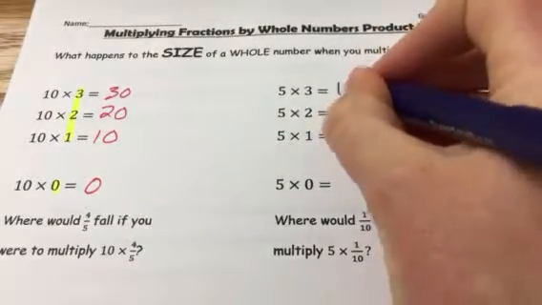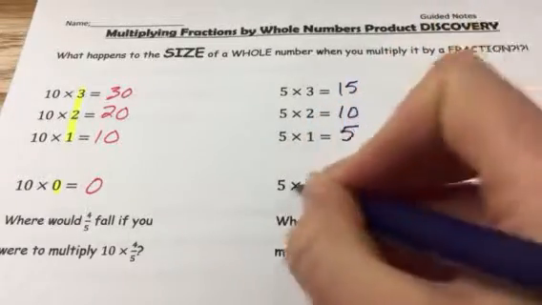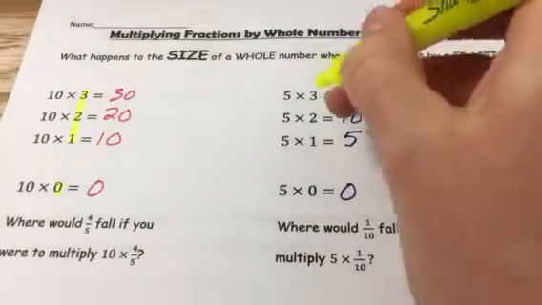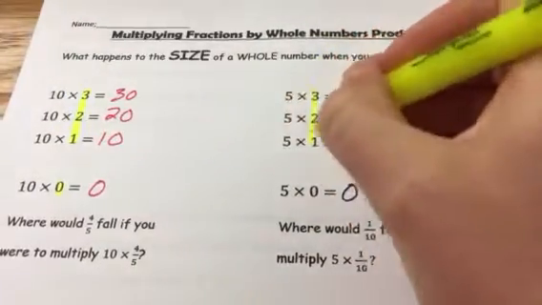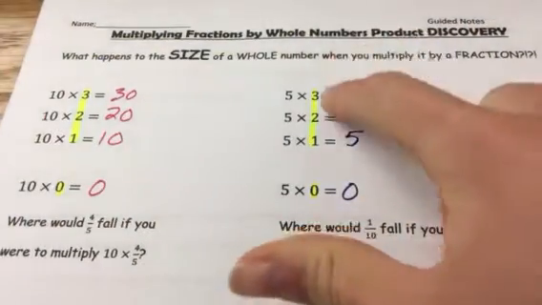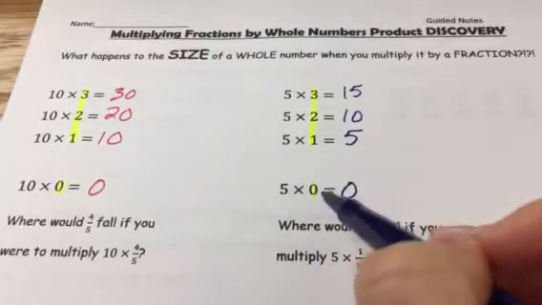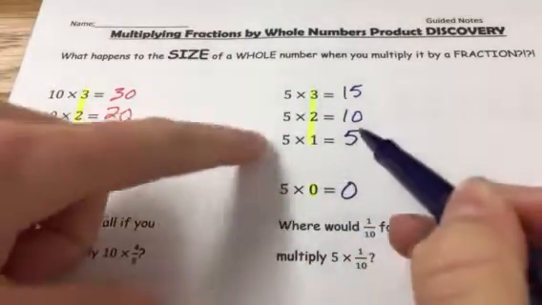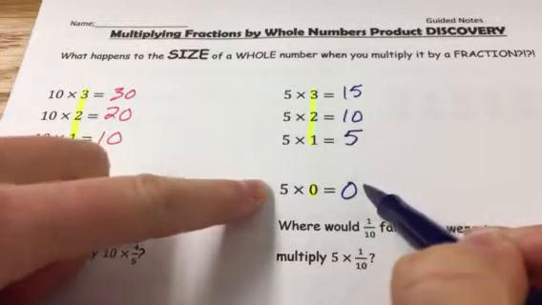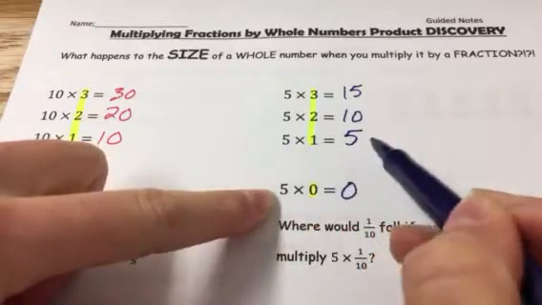5 times 3 is 15. 5 times 2 is 10. 5 times 1 is 5. 5 times 0 is 0. So again, as this column decreases, as our whole numbers that we're multiplying by 5 get smaller, we're decreasing. And notice, as we multiply by a number that's less than 1, because 5 times 1 is itself, once we get smaller than that 1, our product will become smaller than 5. It will become smaller than itself.